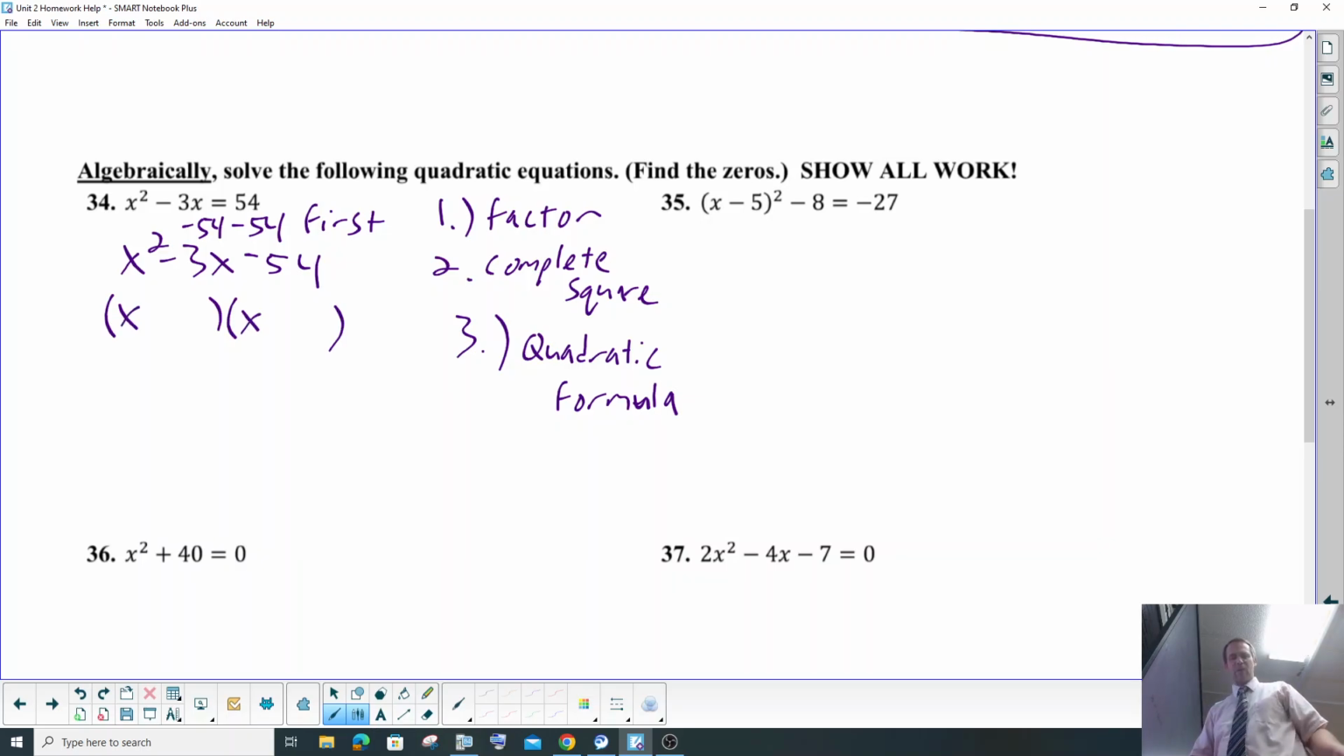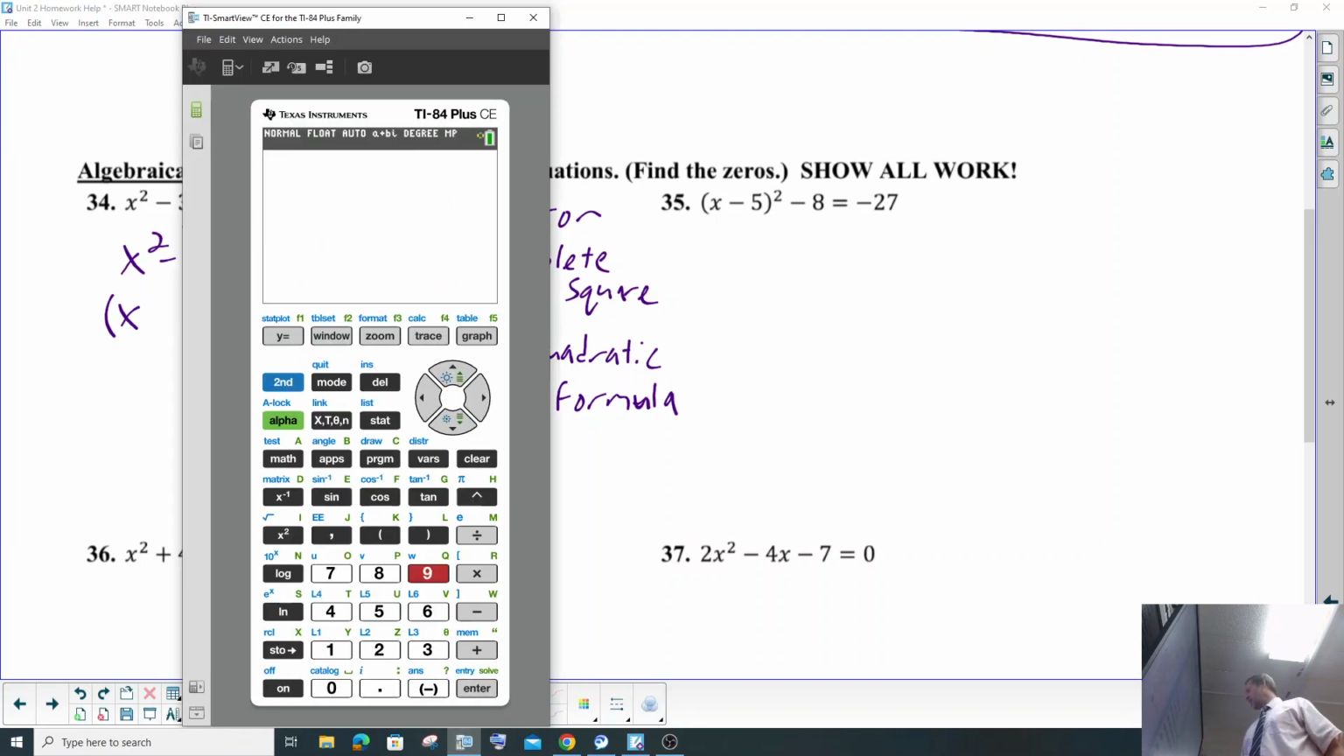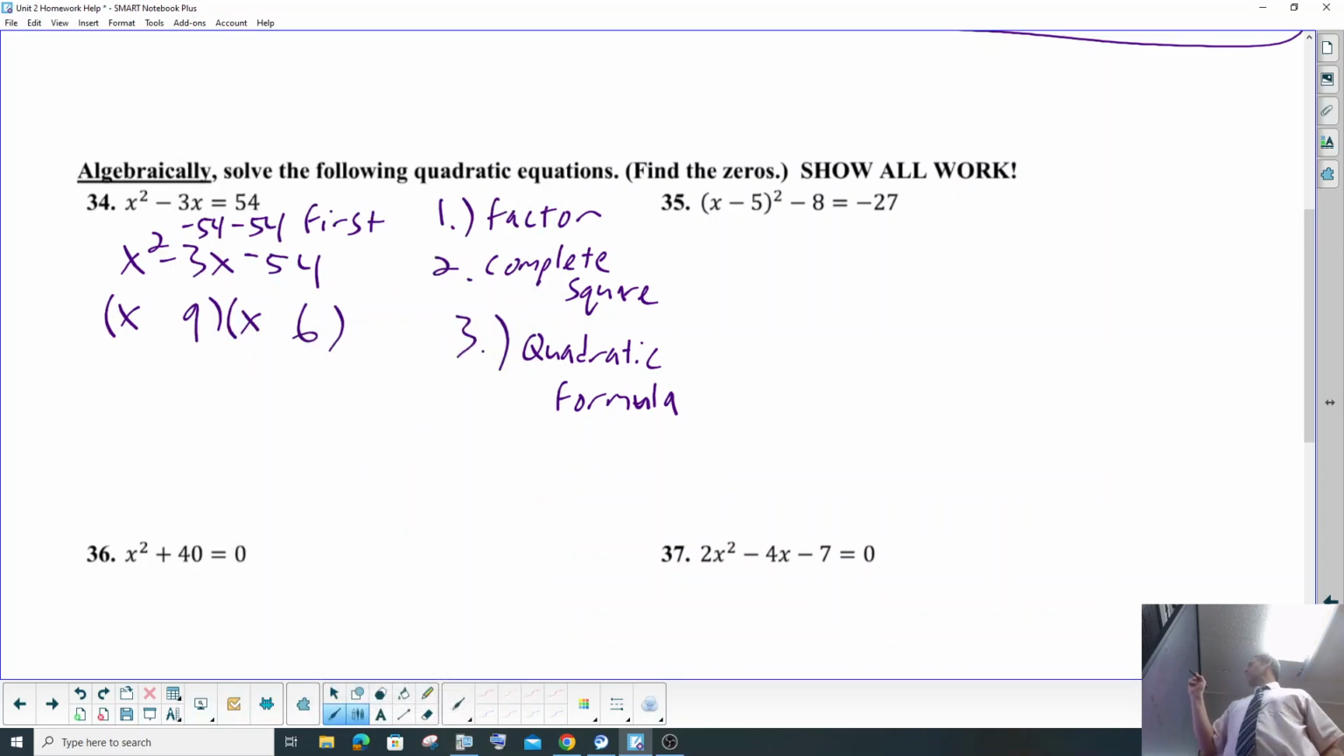Try 54 divided by 1, divided by 2, divided by 3, divided by 4, divided by 5, divided by 6. I think it's going to be 9 and 6. No, 9 and 3? That cannot be right. So it's definitely going to be 9 and 6. So it's going to be 9 and 6 is 54. Should we double check? 9 times 6 is 54. Okay, good.